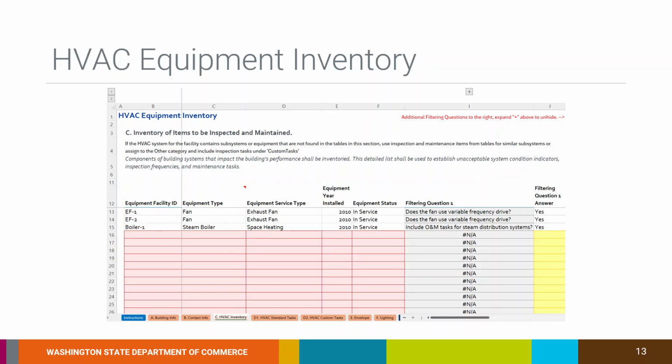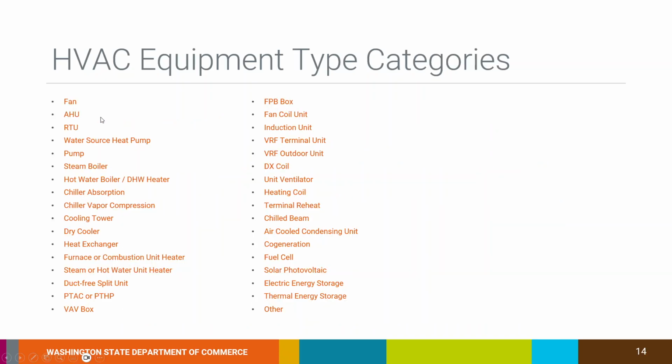The next column, equipment type, is a drop-down menu. You will pick the type of equipment here. And quickly, the list of available choices for this dropdown are shown on this page here.